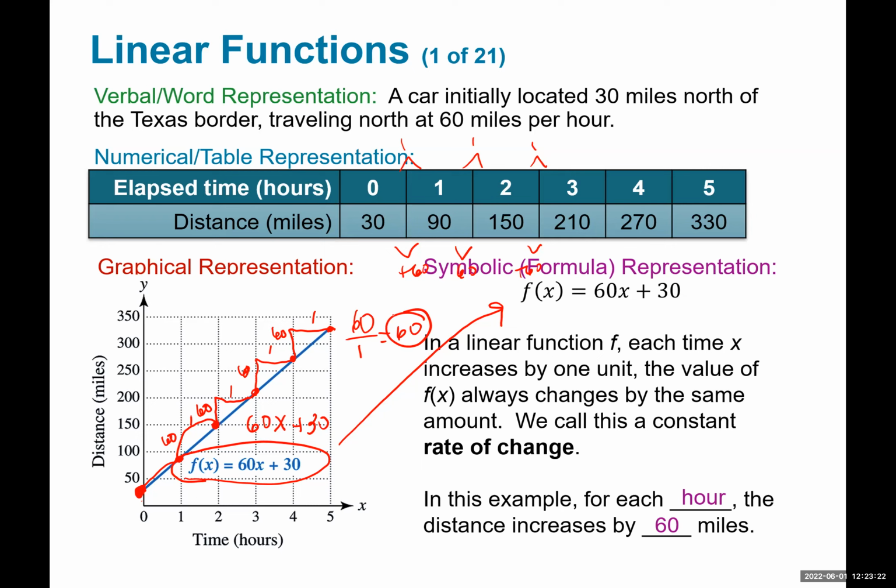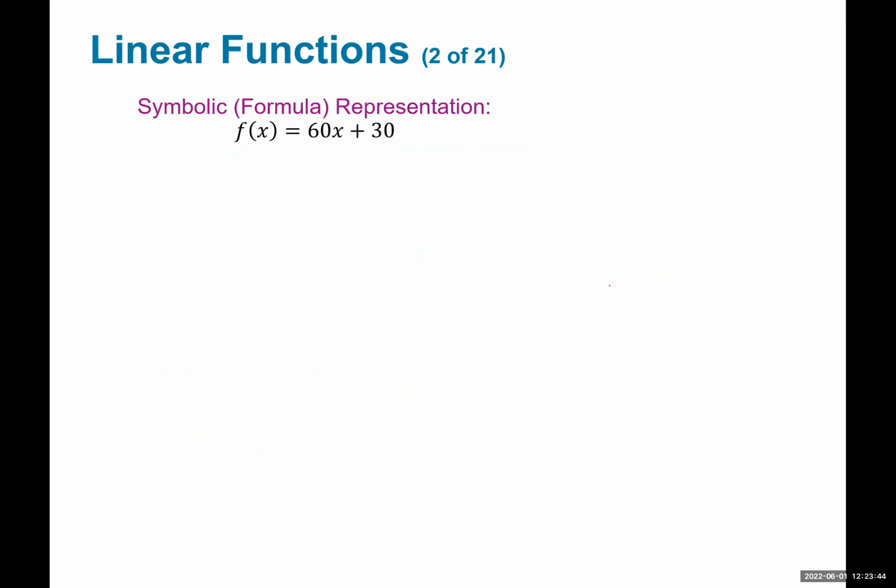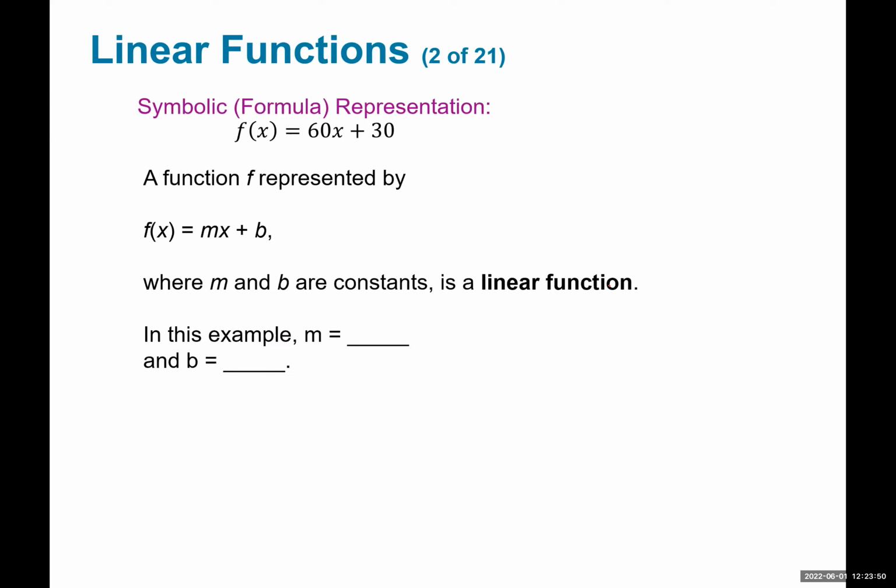Okay, so this is an example of rate of change. Every hour, you increase by 60 miles. That is called the rate of change, AKA slope. Slope is the one that has the change, so that's why it's always being multiplied by the x. The slope is the wife. Okay, so symbolic representation: f of x equals 60 times x plus 30.